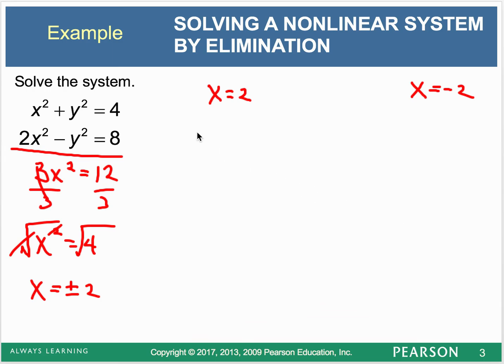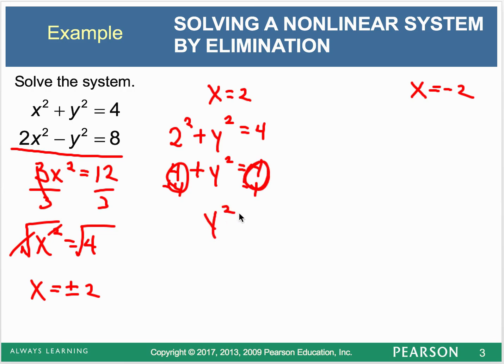My numbers are smaller. So if I plug in a 2 for x, I have 2 squared plus y squared equals 4, or 4 plus y squared equals 4. So subtract 4 from both sides, and y squared is 0. Now when you take the square root of 0, it doesn't matter if you do plus or minus, right? So here's one solution: (2, 0).